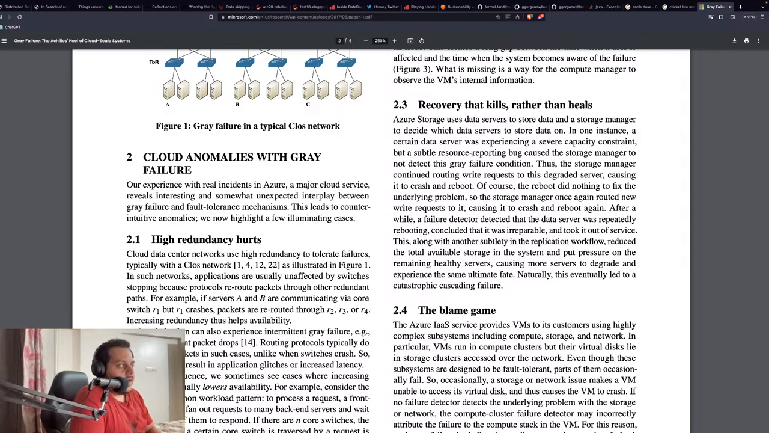Of course, the reboot did nothing to fix the underlying problem, so the store manager once again routed the new write request to it. But by the time the failure detector noticed the data server was repeatedly rebooting, it concluded that it was irreparable and took it out of service. This, along with other subtleties in replica workflows, reduced the total available storage in the system and put pressure on the remaining healthy servers. This caused more servers to degrade and experience the same ultimate fate. Naturally, this eventually led to a catastrophic cascading failure.